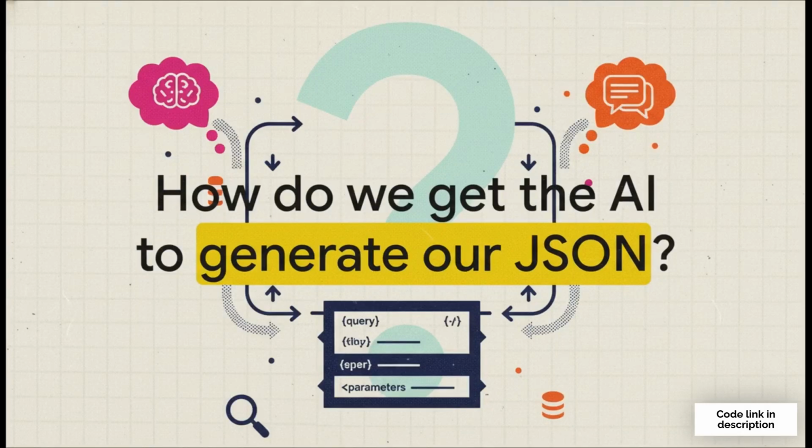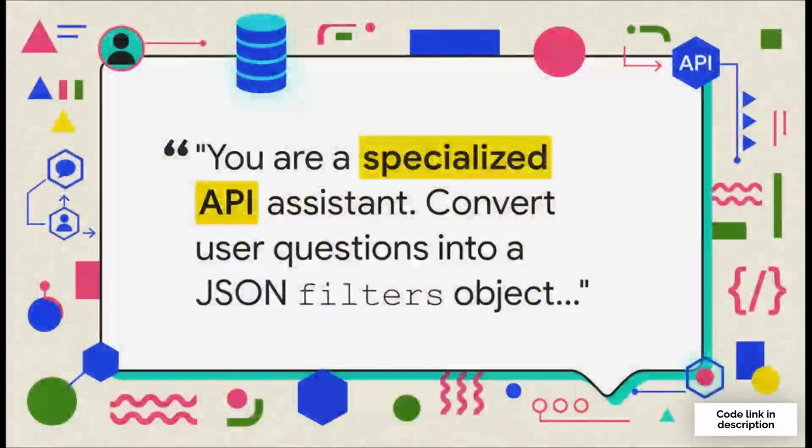All right, so we've built this entire pipeline for handling the JSON once we have it, but where does the JSON actually come from? I mean, how do we convince a powerful large language model like Gemini to create this very specific structure for us? This is where prompt engineering comes in. And honestly, here's where things get really interesting.